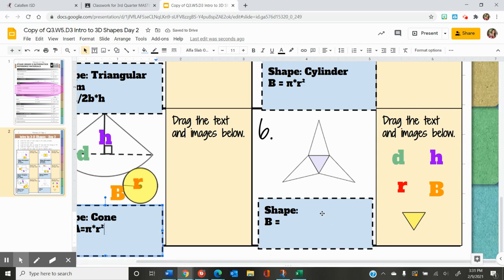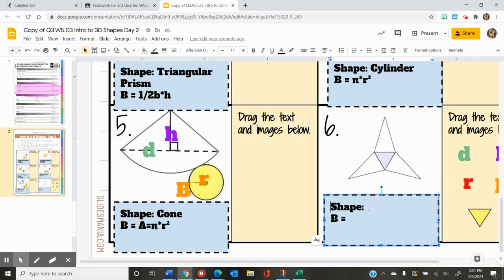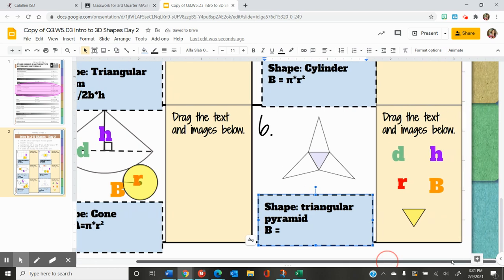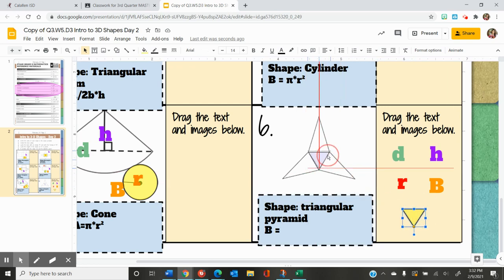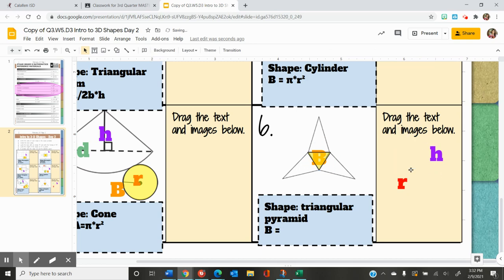Okay, for number 6, this is going to be a triangular pyramid. Now, while my base shape is a triangle, you have to be careful on which triangle you circle. Now, remember, in pyramids, your base shape is going to be the shape in the middle of all your flaps. So this middle triangle is going to be my base shape, and that is going to be a big B. Okay, I do not have a diameter or a radius because my base shape is not a circle.